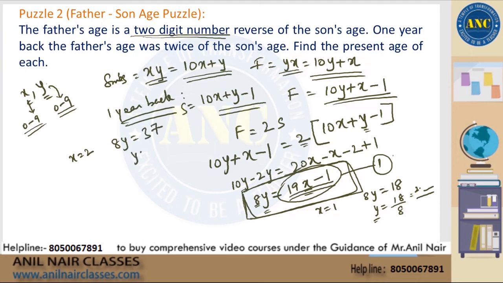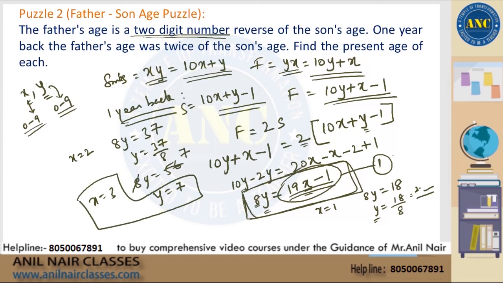So his y will be 37 by 8. Is it divisible? No. So you can quickly substitute here in your mind: 19 threes are 57. 57 minus 1 is 56. Oh man, that is divisible. So when x is equal to 3, you immediately get that 8y is equal to 19 threes are 57, minus 1 is 56. And 8 sevens are 56. So you know when x is equal to 3, your y is equal to 7. So for x is equal to 3, y is equal to 7 is the best possible answer.